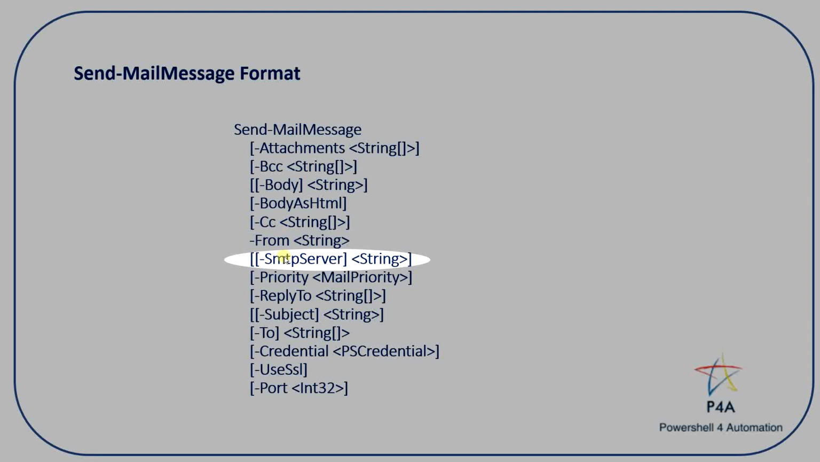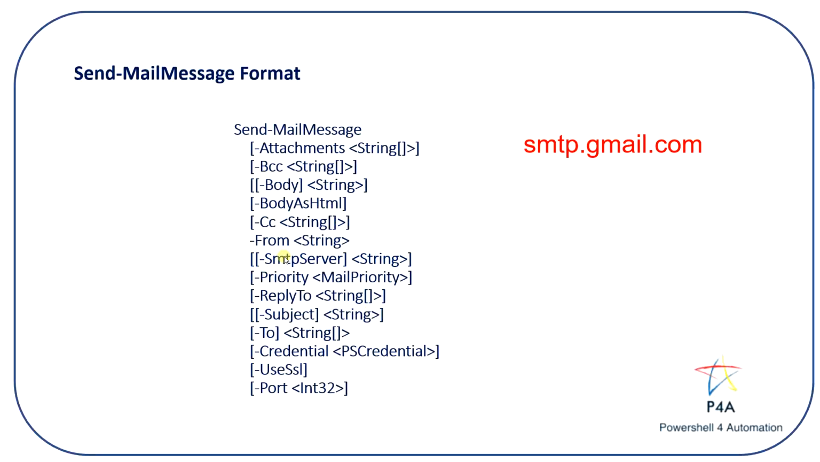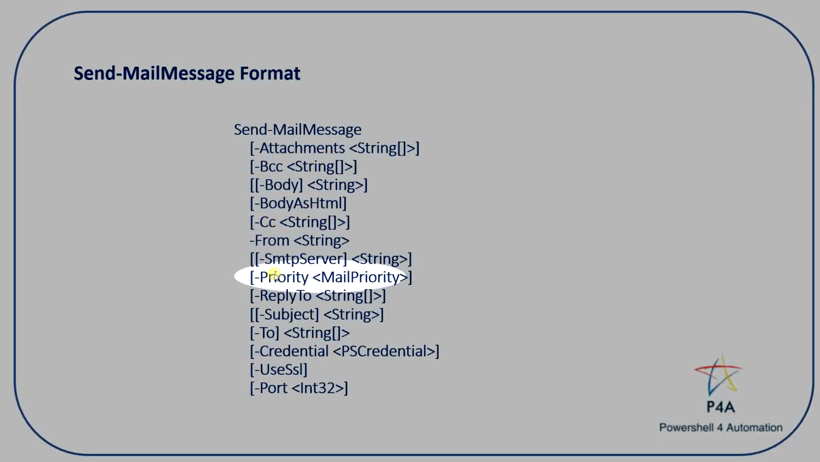In the example that we are going to do here, as we don't have an Exchange server with us, we are going to use the Google SMTP address as the SMTP server. That is nothing but smtp.gmail.com. The Priority parameter lets us include the priority of the email, like high, low, or whatever. So we can incorporate that also here.